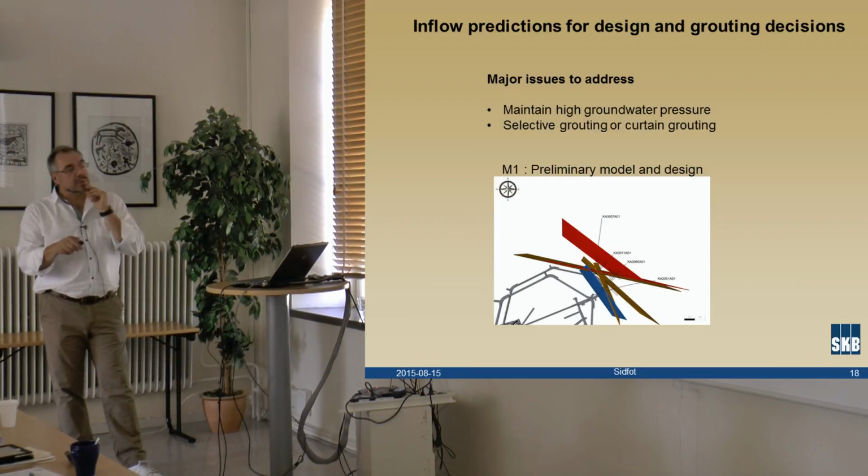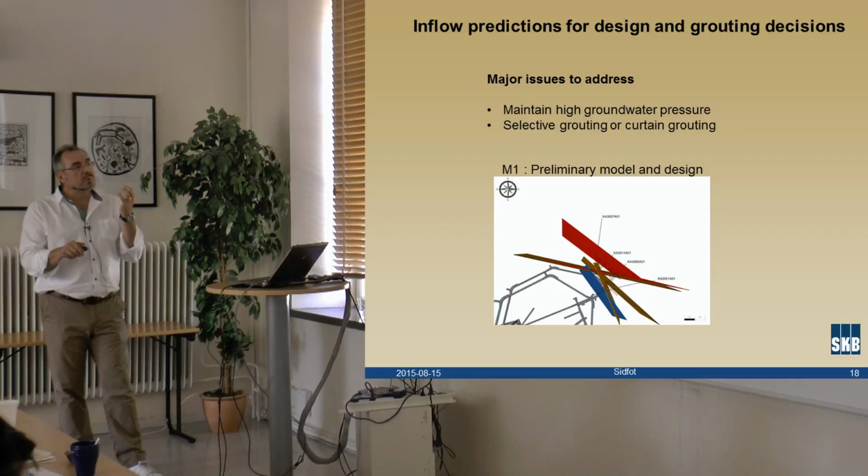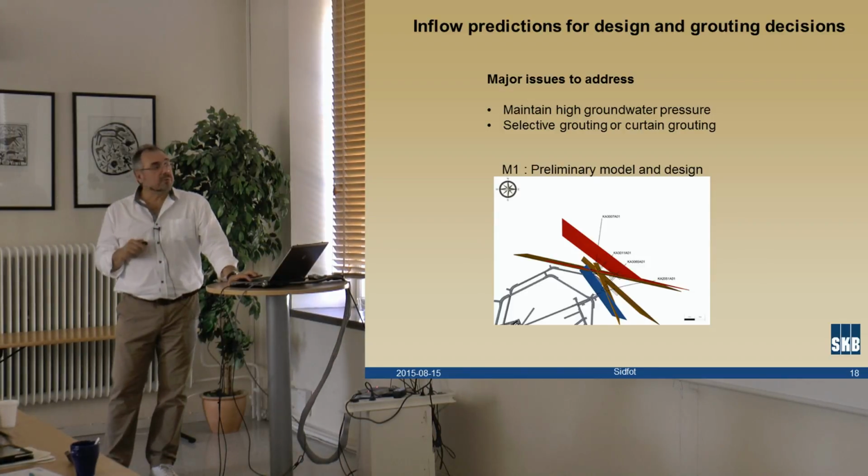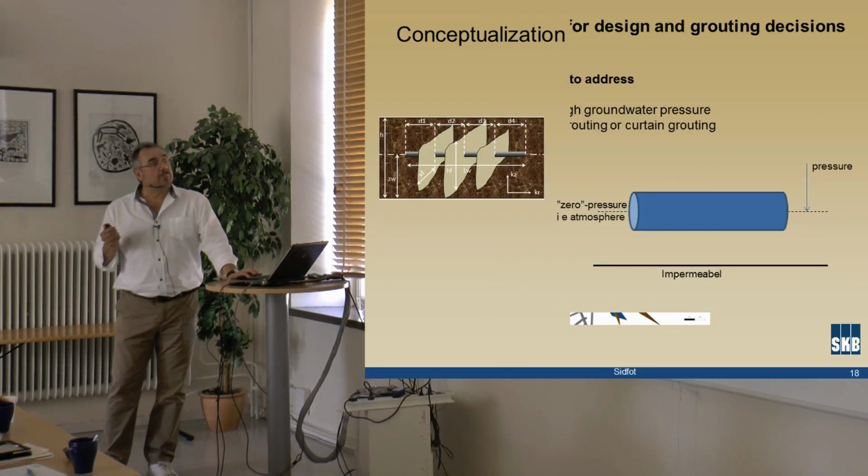So the major issues here were the high groundwater pressure and selective grouting or curtain grouting. This means to accommodate that we should not grout certain tunnels. The decision should be, how should we grout basically? So the first model was an input to that end.